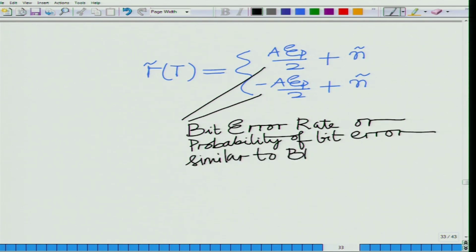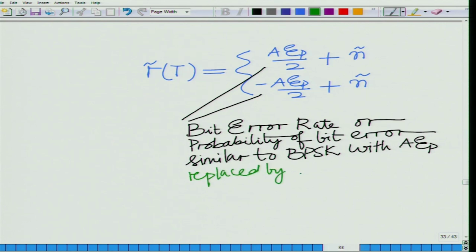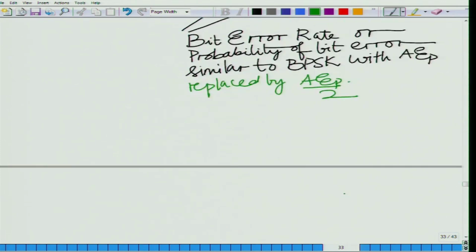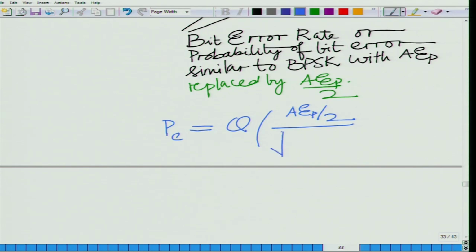This is similar to BPSK, with AEP replaced by AEP by 2. Therefore, the probability of error is Q of AEP divided by 2, divided by square root of N naught by 2 times EP.